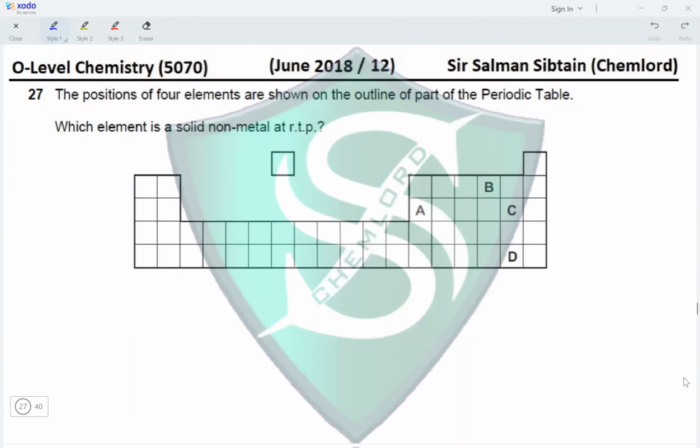Question 27. The positions of four elements are shown on the outline of part of the periodic table. Which element is a solid non-metal at RTP? So A belongs to group 3 and is the second element in the group, making it aluminum. B belongs to group 6, being the first element, making it oxygen. C belongs to group 7 and is the second element, making it chlorine. And D belongs to group 7, being the fourth element, hence it is iodine.